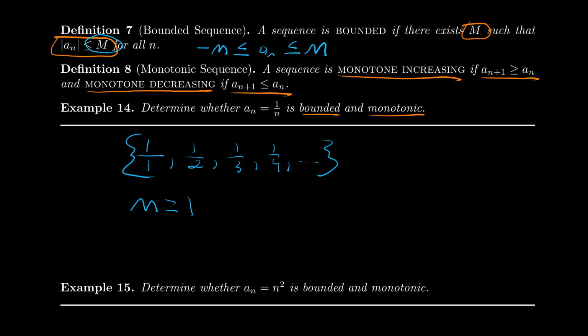So yeah, it's bounded. And then the other question is, is it monotonic? Yes, this is monotonic. Specifically, it's monotonically decreasing, because as the numbers go this way, they're getting smaller. And at no point are they ever going to just hop up for a little while and then die off again. They're always going to keep getting smaller forever.